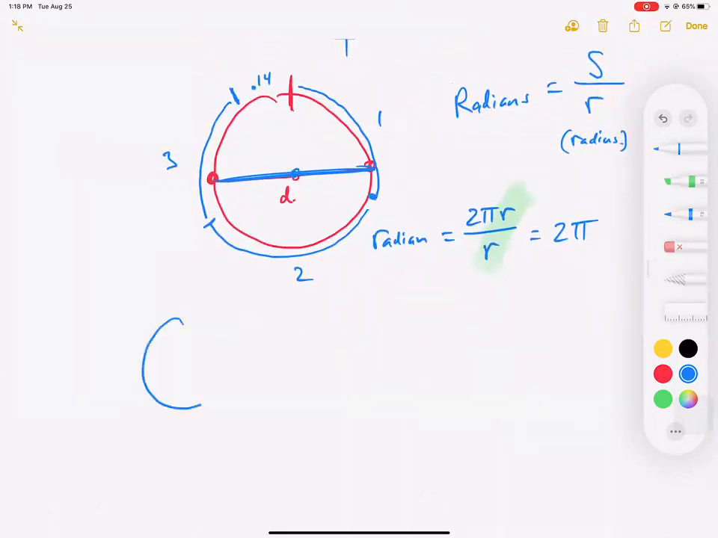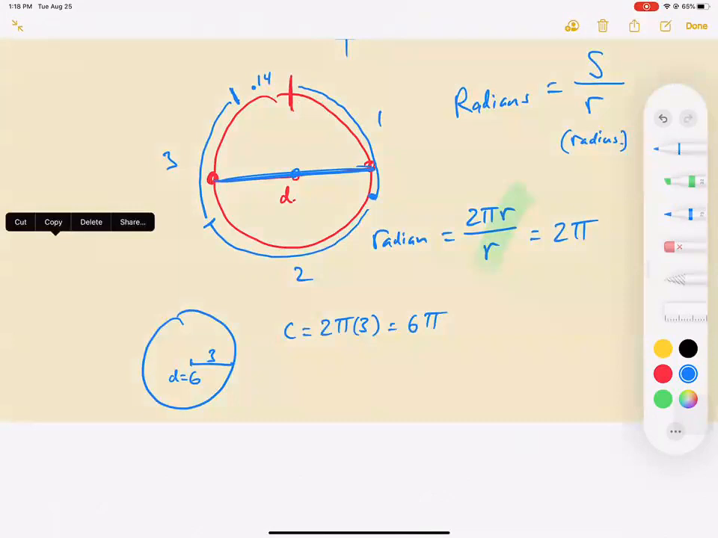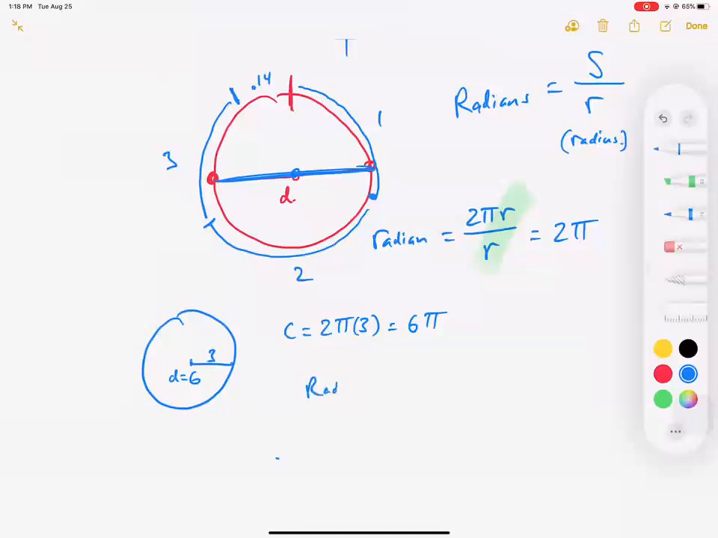If I give you a circle with a radius of 3, that means a diameter of 6. The circumference of the circle is 2 pi r, which is 2 pi times 3, which is 6 pi. How many radians does the circle take to go all the way around? The radian is a measure of turn. If I want to start here and turn all the way around, it's going to be 6 pi over r, the radius, which gives us 2 pi.